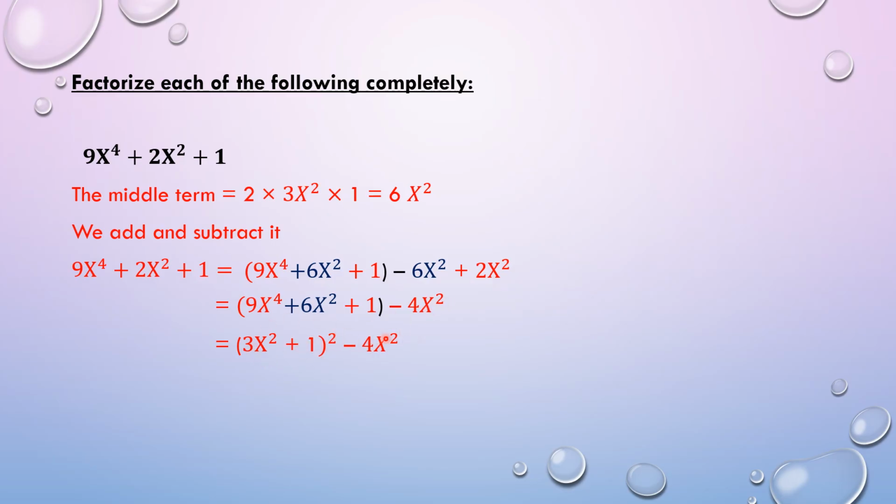Okay, look well, it is a difference of two squares. Can you factorize it? Yes, put two brackets: 3x power 2 plus 1 and 3x power 2 plus 1. Factorize 4x power 2 into 2x and 2x, sign negative and sign positive.